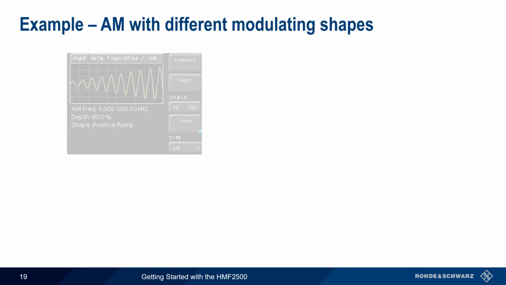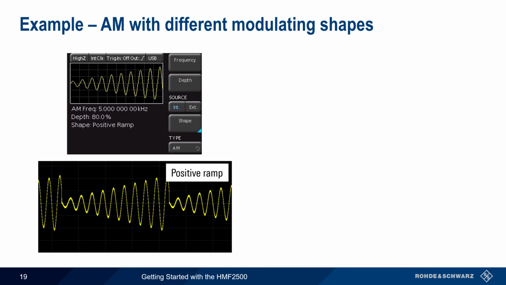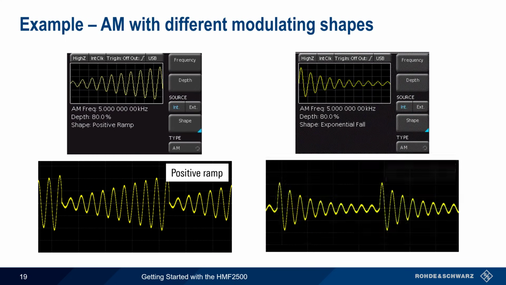If we leave modulation depth at 80%, but instead change the shape of the modulating waveform to a positive ramp, we can see the waveform amplitude increasing linearly over time. On the other hand, changing the shape to exponential fall produces a waveform whose output voltage decreases or decays exponentially.